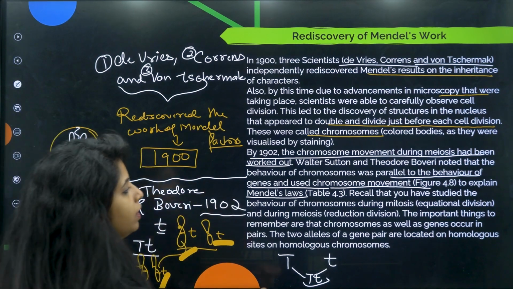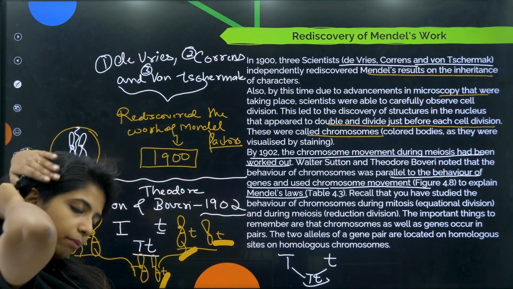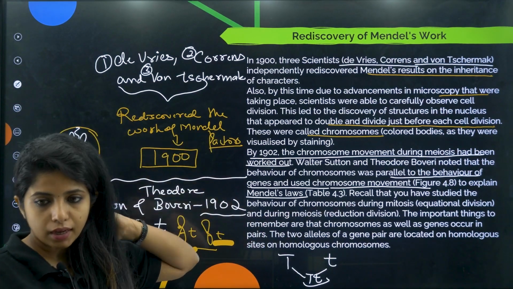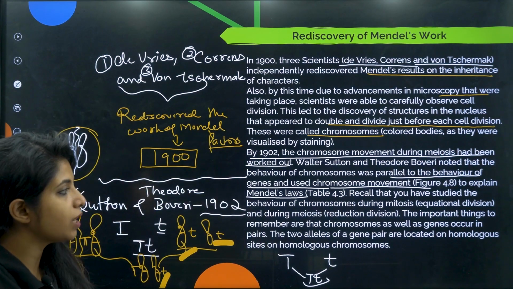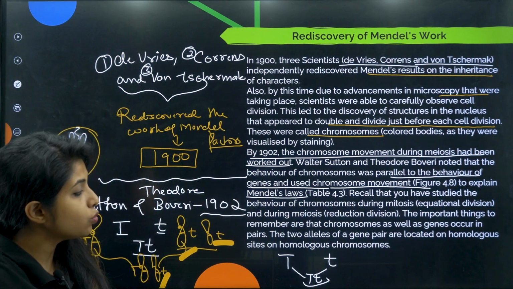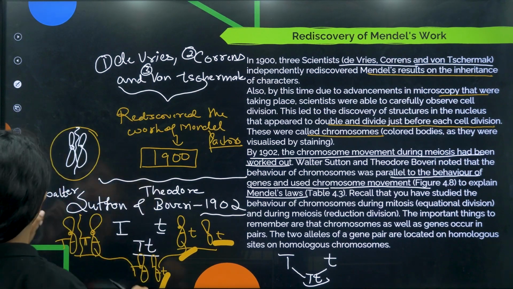Okay, so recall that you have studied the behavior of chromosomes during mitosis. What do you mean by mitosis, children? Equational division, and during meiosis, reduction division. The important things to remember are that chromosomes as well as genes occur in pairs. The 2 alleles of a gene pair are located on homologous sites of the chromosome. What do you mean by that? Same thing that I explained over here.